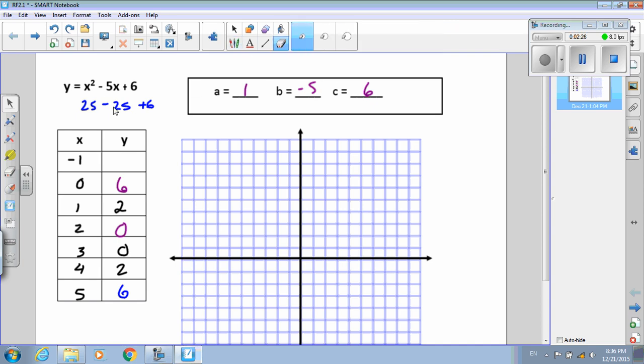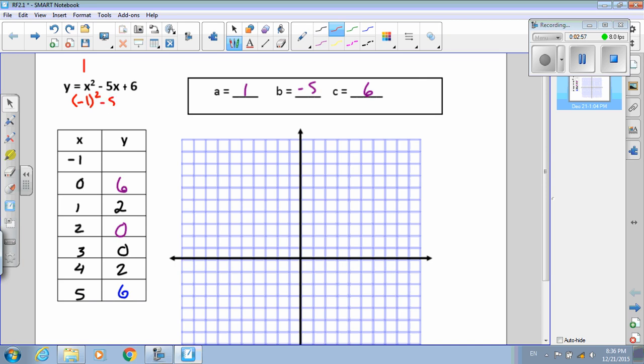Usually students don't have any difficulty calculating for positive values. It's when it's negative values. So be very careful when substituting a negative number. The big mistake that I see over and over again is they'll say negative 1 squared is negative 1. That would be a mistake. Use your brackets when substituting, especially for a negative number. Negative 1 squared is, in fact, negative 1 times negative 1, which would give me 1. Be very careful.